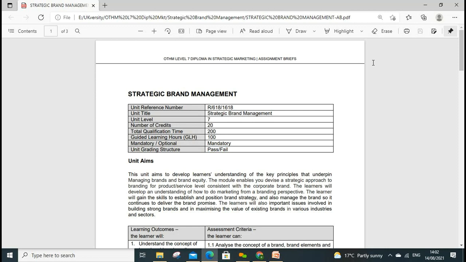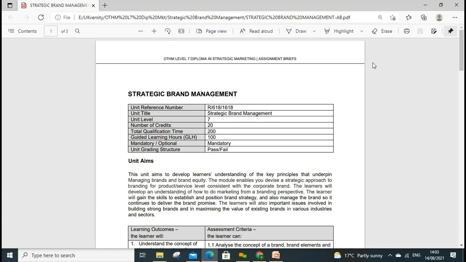So the value of the brand equity. This module enables you to devise a strategic approach to branding for a product and a service, not just the product but the service as well, and the corporate brand. The learner will develop an understanding of how to do marketing from the branding perspective, gain the knowledge and the position of the brand strategies, and also manage the brand, so as to continue to deliver the brand promise.